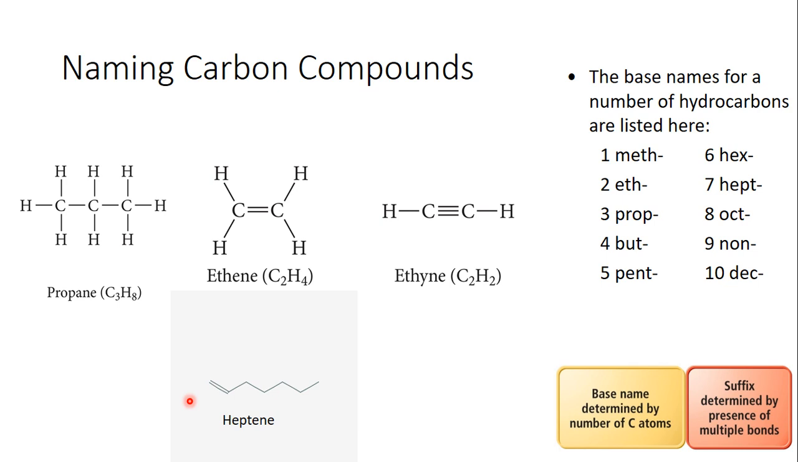So let's count the number of carbons in this compound. 1, 2, 3, 4, 5, 6, 7. So 7 is hept. There's a double bond, so it's ene. So this compound is heptene.